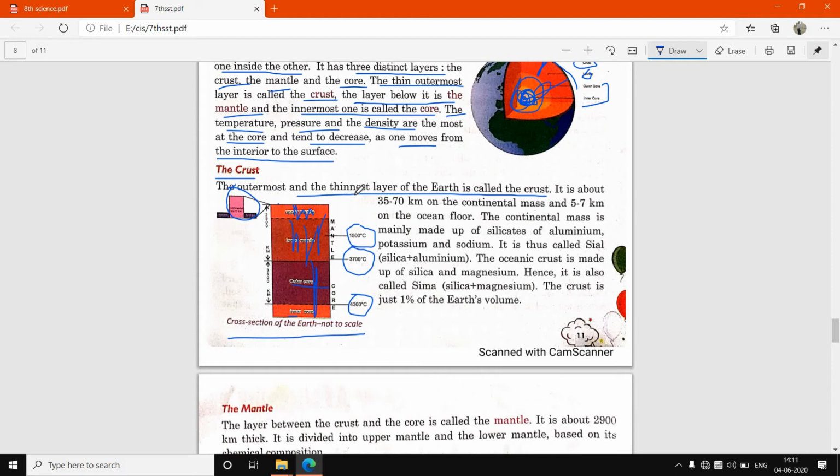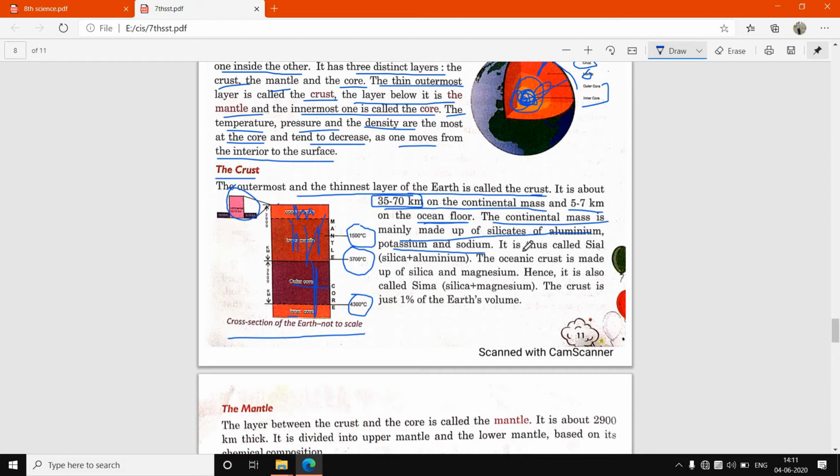So the outermost and the thinnest layer of the earth is called the crust. It is about 35 to 70 kilometers thick on the continental mass and 5 to 7 kilometers on the ocean floors. The continental mass is mainly made up of silicates of alumina, potassium and sodium.